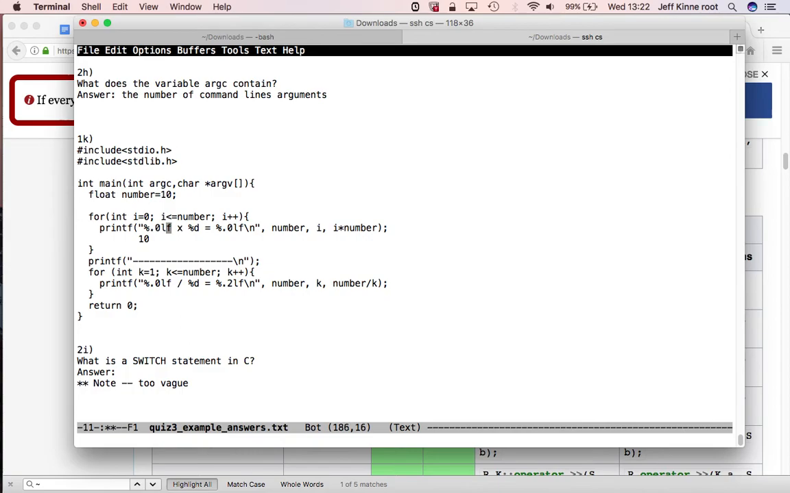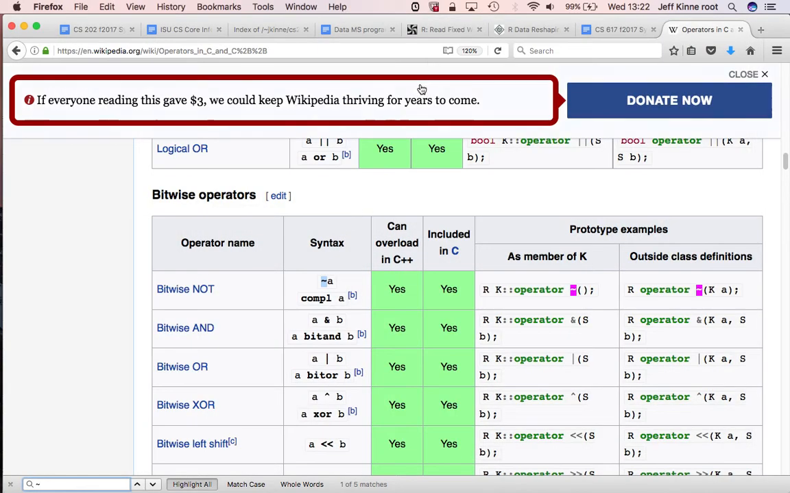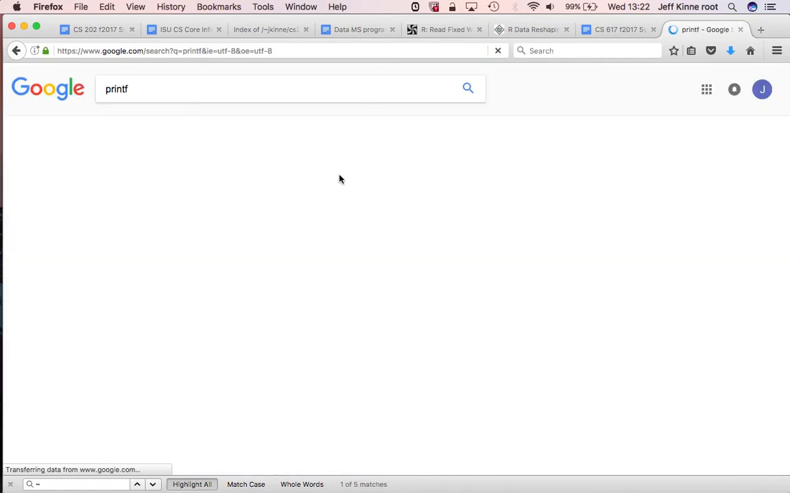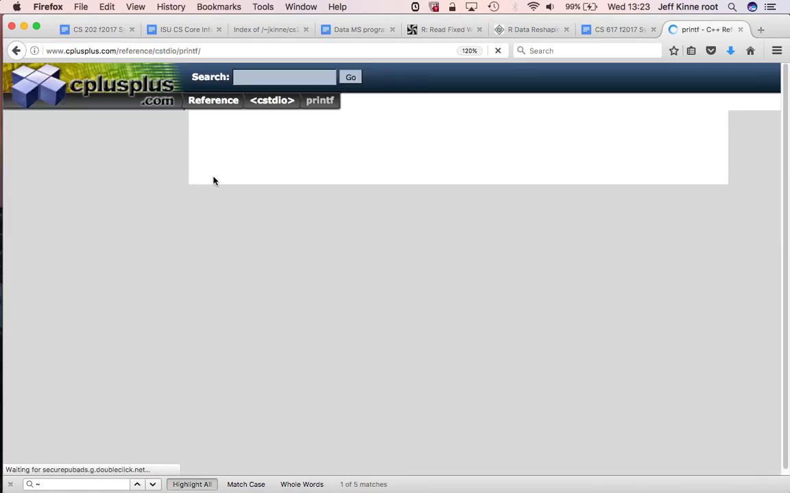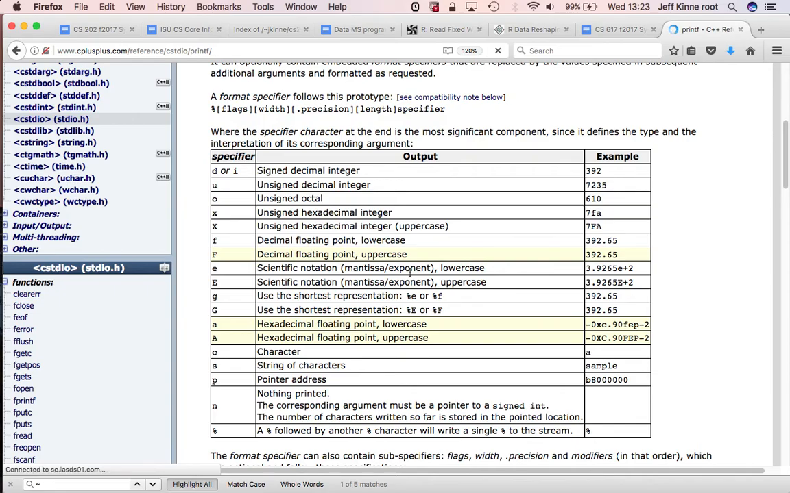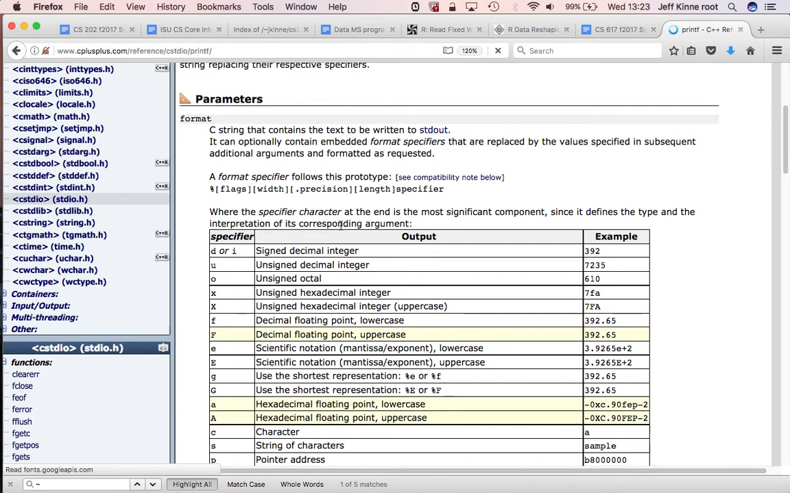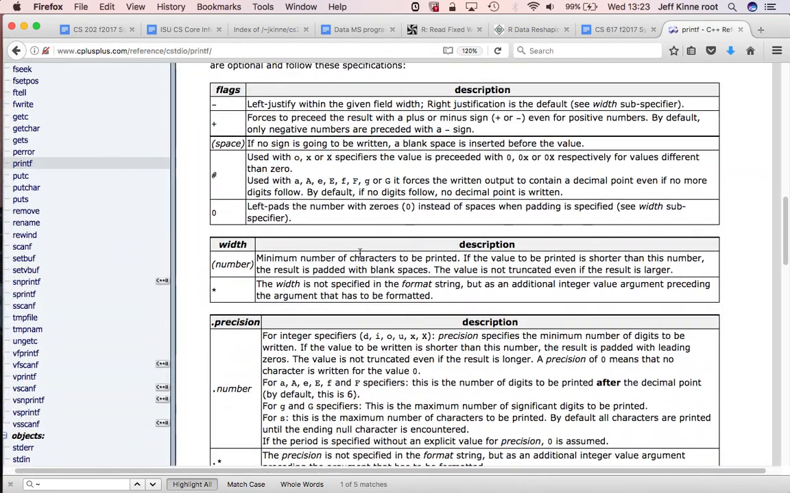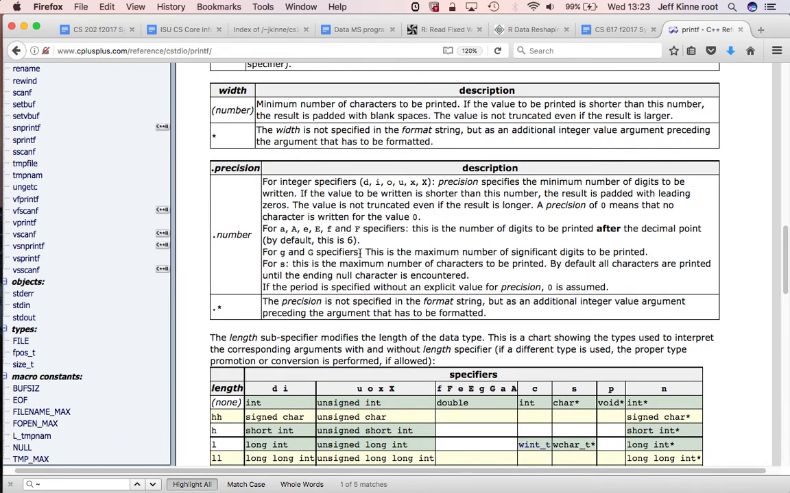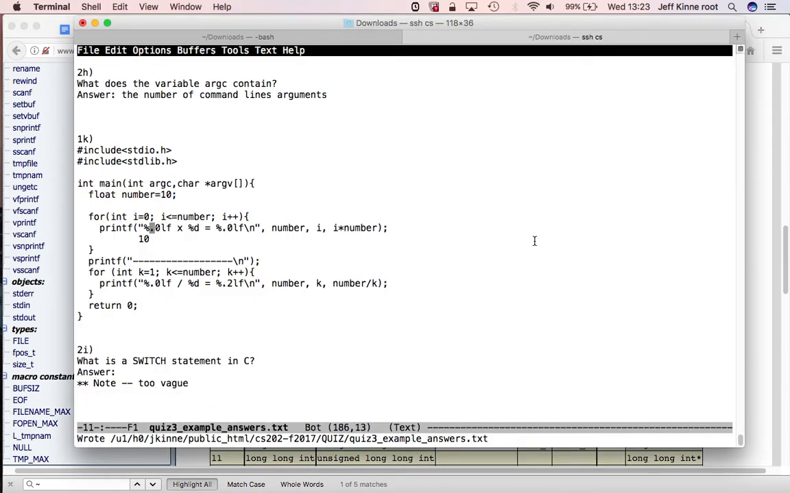%.0Lf, so the Lf is long float. .0, let's look it up. Dot precision, okay, let's look at the precision. Number of digits to be written. Number of digits to be printed after the decimal point. All right, so that means we're going to just display 10 there.